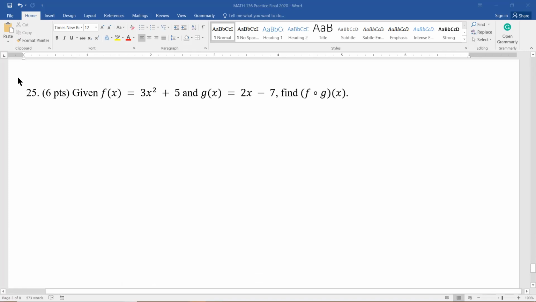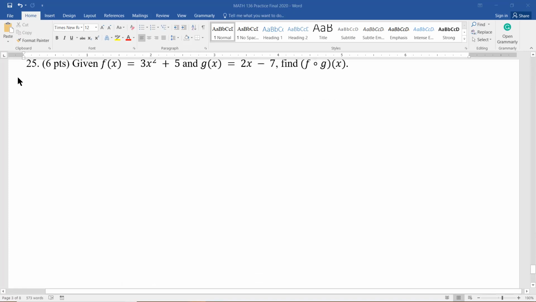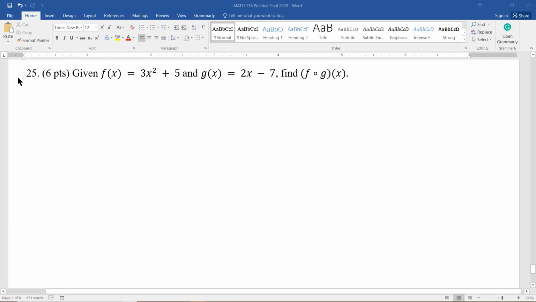And last question here is going to be a composition of functions. So we're given f of x and we're given g of x, and then we're being asked to find the composition f of g of x. So we're going to take the function g of x and we're going to plug it into f. So we're taking this entire piece right here and we're going to plug it in right there. So I have the 3 out front, and then instead of writing x, I'm going to write the parentheses 2x minus 7.